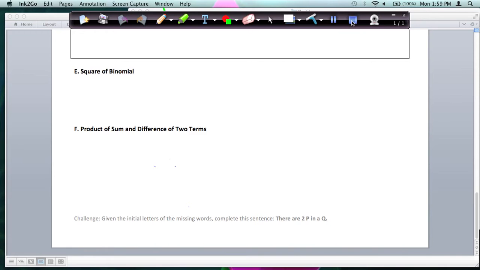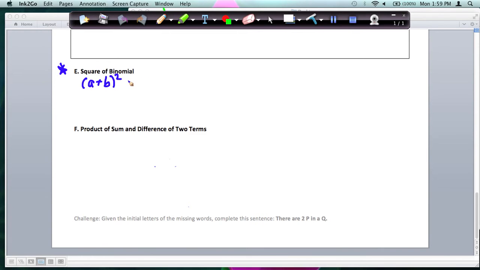Okay, this next one, square of a binomial, this is actually one of the biggest mistakes I see, so you might want to highlight this. What you need to be careful with is if you have (a + b) squared, this does not equal a squared plus b squared, and that's what I see a lot.